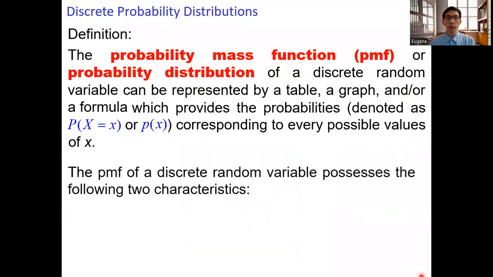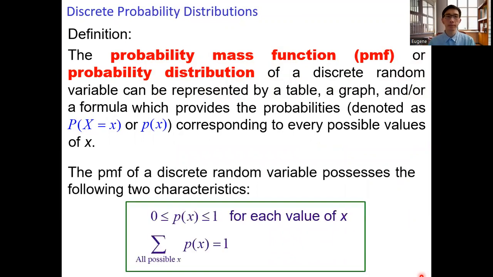The PMF of a discrete random variable possesses the following two characteristics. For each value of x, the value of P of x must be between 0 and 1. And the summation of all the values of P of x over all possible values of x equals 1.